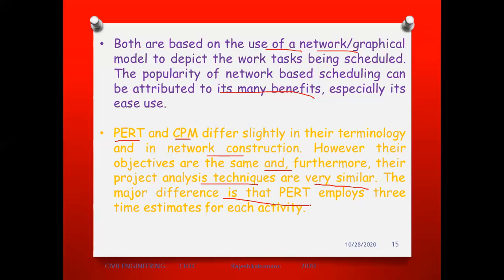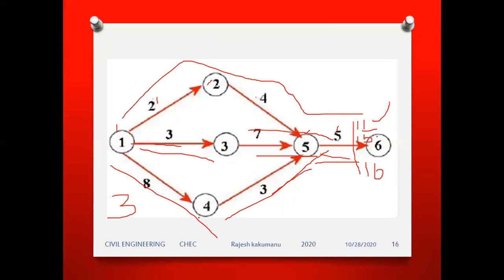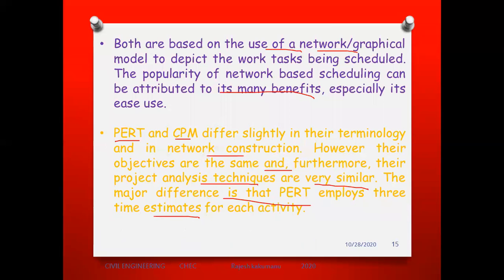The major difference is that PERT employs 3 time estimates. So whenever you are dealing with PERT problems, 3 time estimates are available. What are the three time estimates? Optimistic time, pessimistic time, and most likely time, right? So PERT and CPM have slightly different terminology. The major difference is that PERT employs 3 time estimates, whereas CPM maintains a single time estimate. So with this the project has been completed, and the PERT problem has been done.